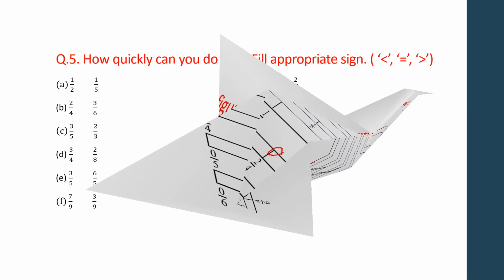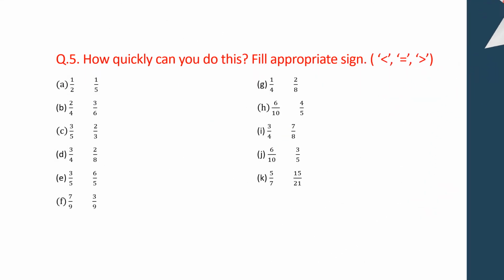Question number 5. How quickly can you do this? Fill appropriate sign. Let us see. 1 by 2 greater than 1 by 5. 2 by 4 is equal to 3 by 6. How? Look at this. You can see 1, 2. 3 ones are 3 and 3 twos are 6. So in lowest term, they both are equal.